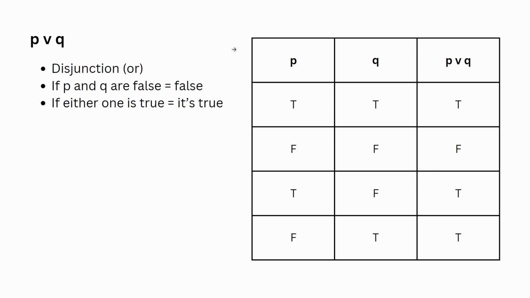Next we have disjunction. If P and Q are false, it will be false. If either one is true, it will be true. So as long as there is a true in P and Q, it will be true. The only way it will be false is if both P and Q are false.